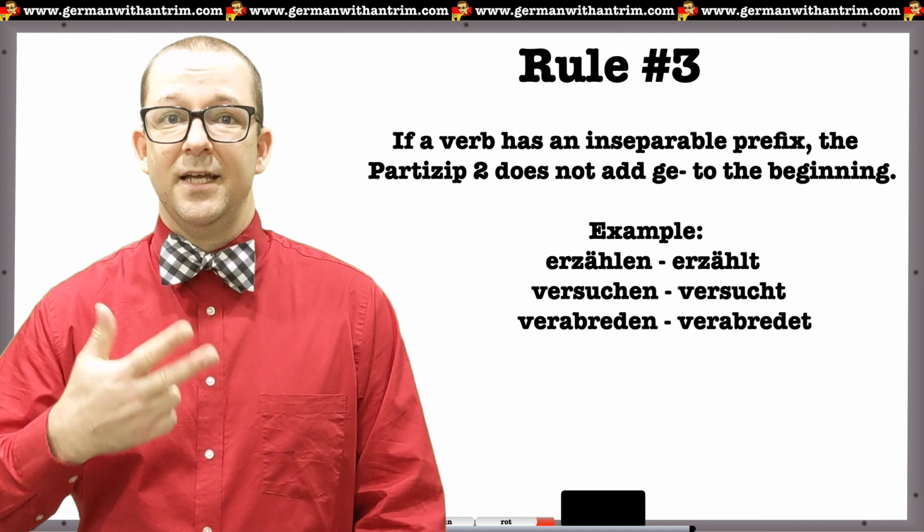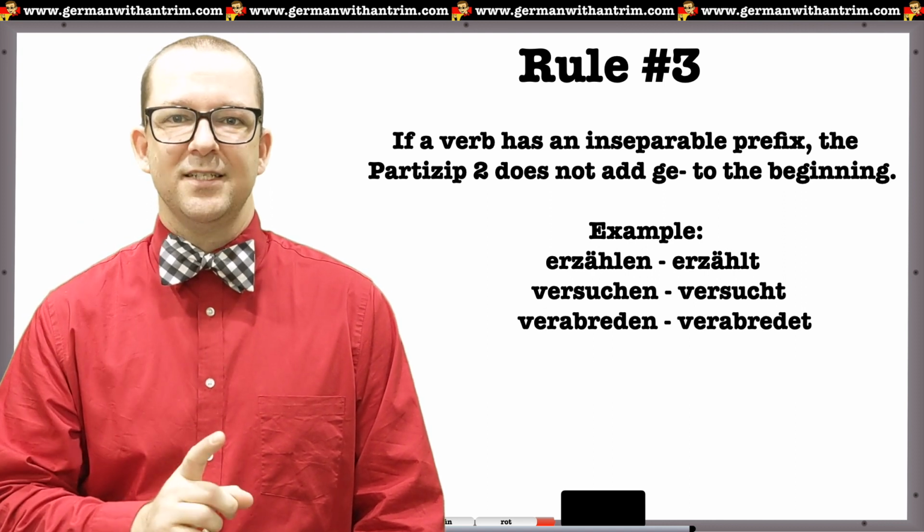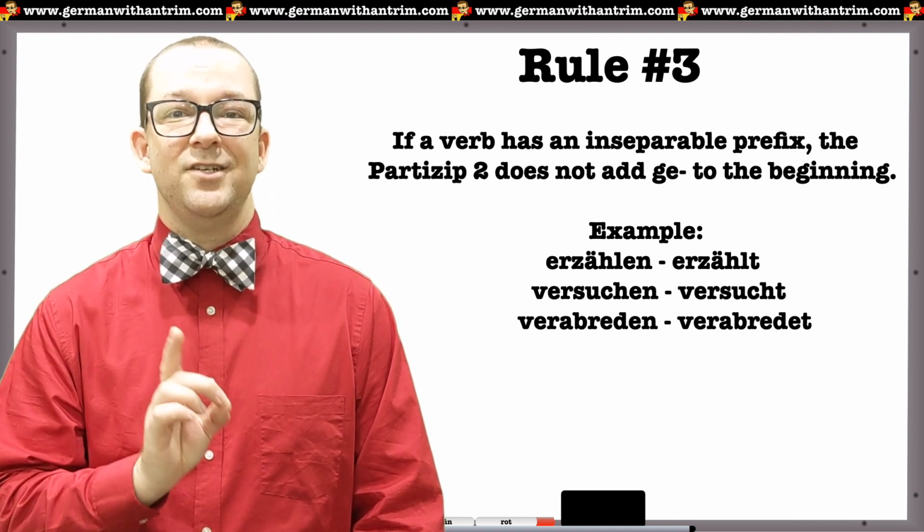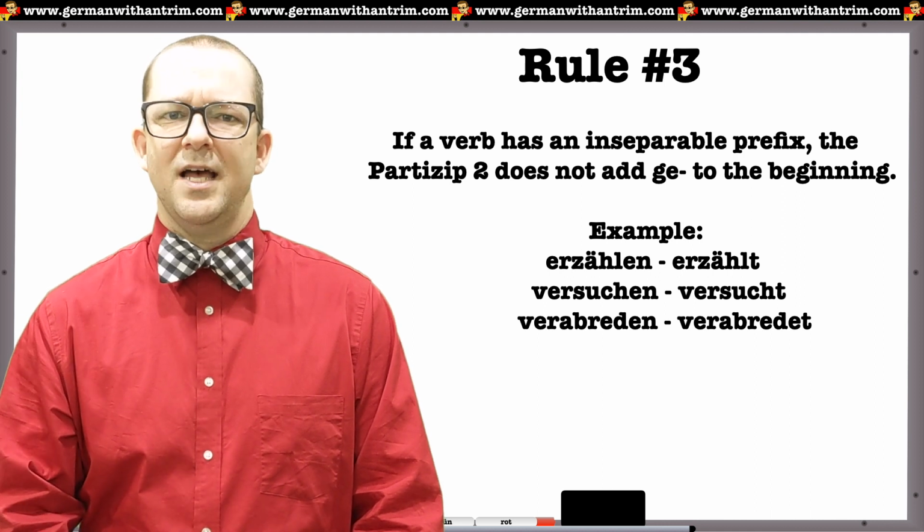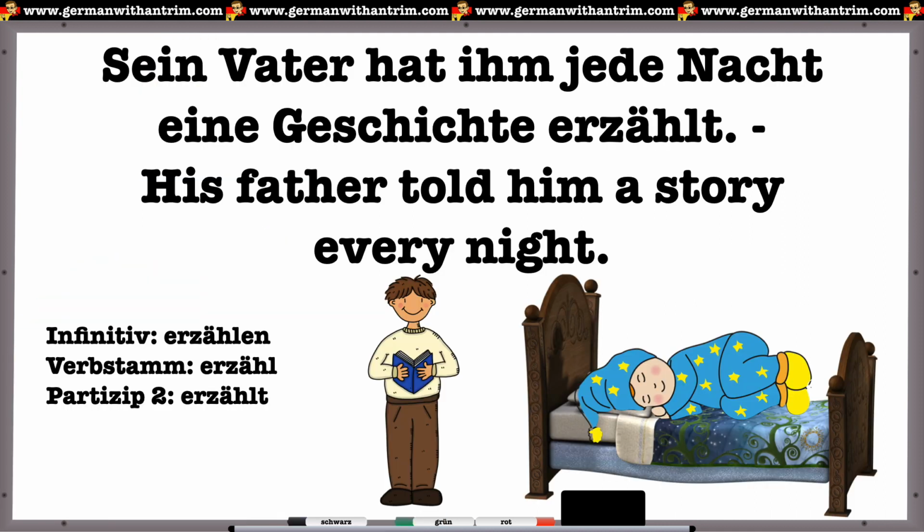Rule number 3. If a verb has an inseparable prefix, the Partizip zwei does not add ge to the beginning. For example, Infinitiv erzählen, Verbstamm erzähl, Partizip zwei erzählt. Sein Vater hat ihm jede Nacht eine Geschichte erzählt. His father told him a story every night.